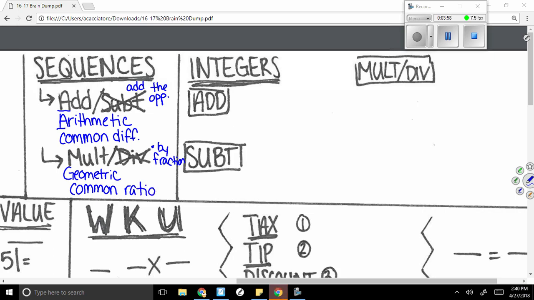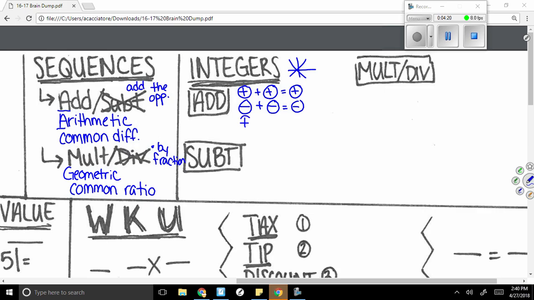Now with integers, this is another no calculator section. So we had a couple of rules to help us. Our adding rules, a positive plus a positive is going to equal a positive. We've known that since elementary school. And kind of going right along with that, a negative plus a negative is going to equal a negative. If I have red chips and I add more red chips, I'm still just going to have red chips.